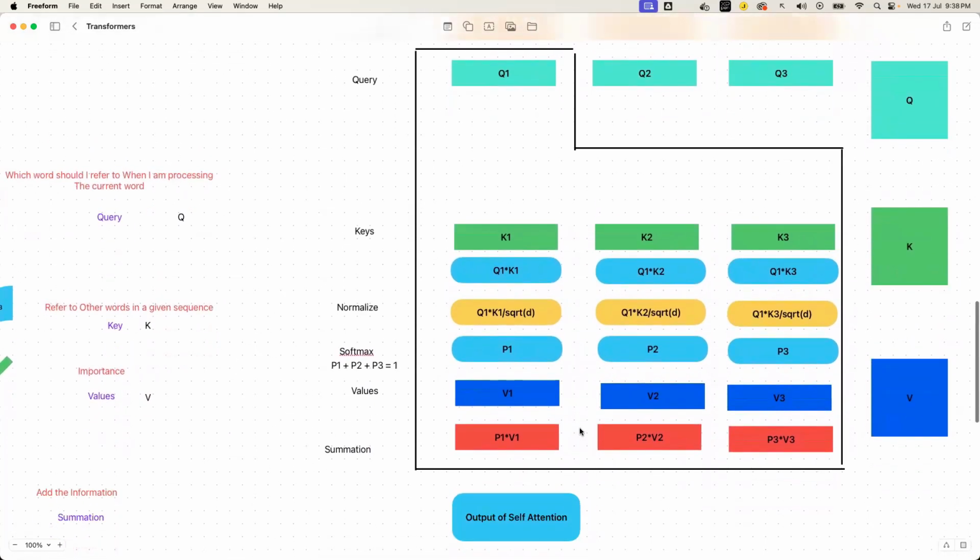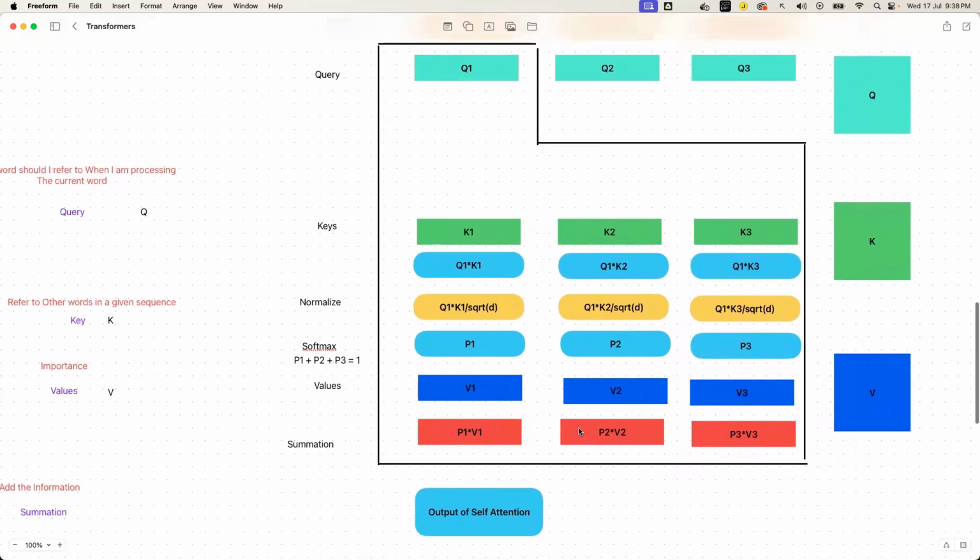This is the overall process that we are going to follow inside the self-attention layer. Now, the key thing that you have to remember is when I'm processing the current word, I'm looking at the other words as well. How am I looking? I'm looking at K2, K3. I'm looking at V2, V3. So as you can clearly see, I'm clearly looking at the other word values.